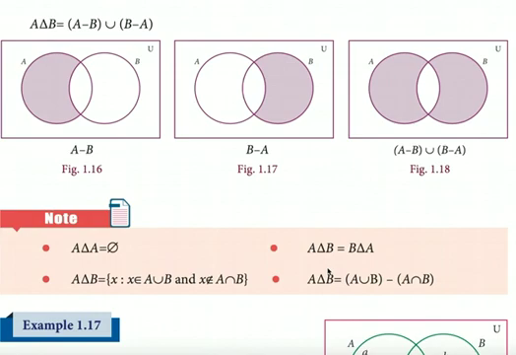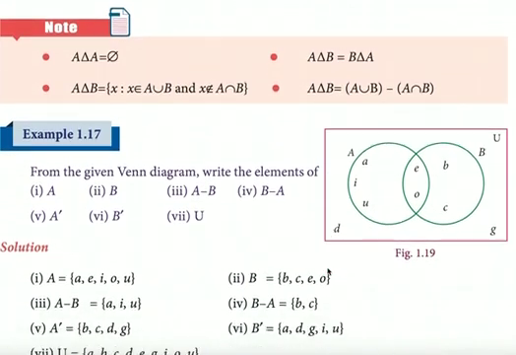So A delta A equal to phi. A delta B equal to B delta A. A delta B equal to {x : x belongs to A union B, and x does not belong to A intersection B}. A delta B equal to A union B minus A intersection B. In that way also you can write.